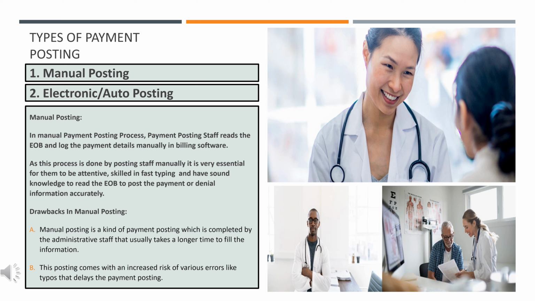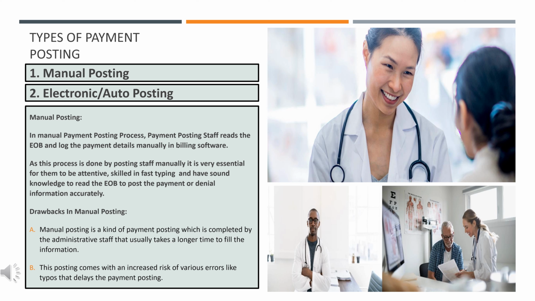The drawbacks of manual posting are as follows. Manual posting is completed by administrative staff and usually takes a longer time to fill in the information. This posting comes with an increased risk of various errors like typos that delay the payment posting and increase the need for an audit process to maintain quality. The audit team always exists, but they do quality checks on a sampling basis, due to which 100% of errors in manual posting are not rectified or noticed.